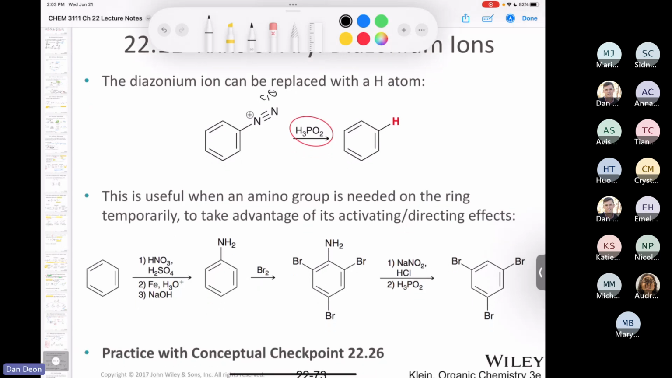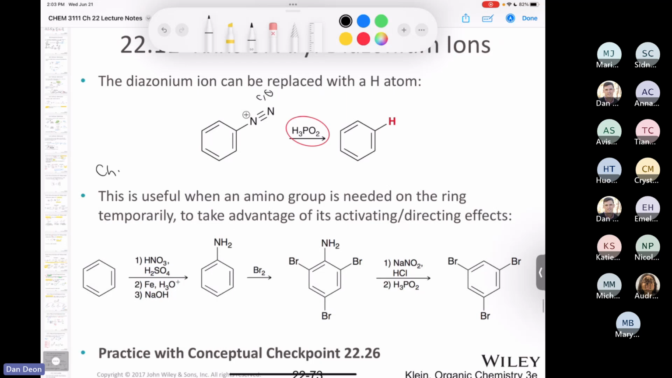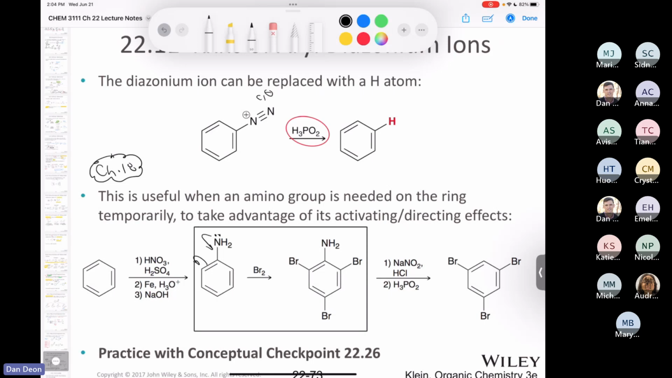Now, you kind of have to remember a little bit of chapter 18 chemistry. Do you remember that we talked about this reaction here? We said if you take aniline and you treat it with bromine, it's so activated, because you have electron density that can be donated into the aromatic ring by resonance, that this thing will just polyhalogenate. Well, it actually has some synthetic utility, this reaction.